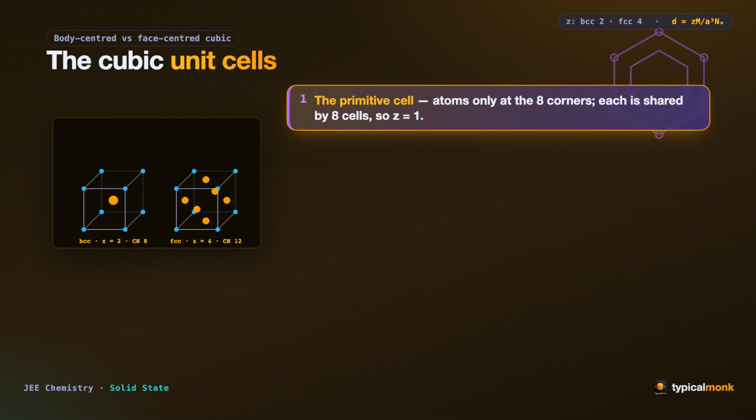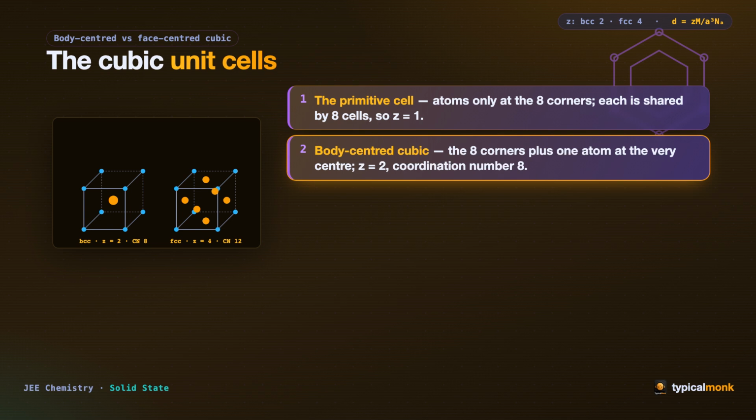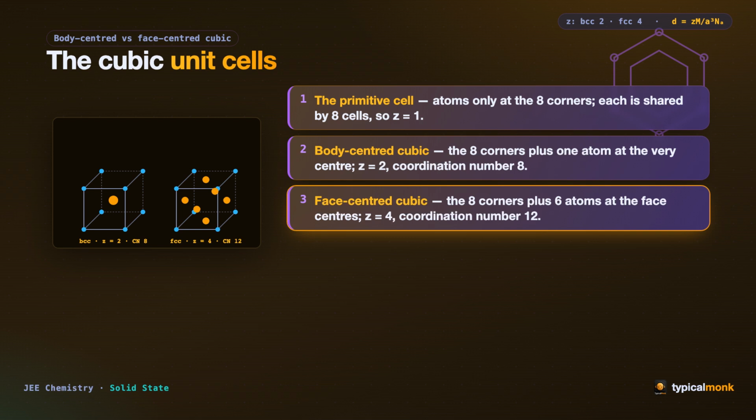The cubic unit cells, body-centered against face-centered. The primitive cell. Atoms sit only at the 8 corners, and each corner is shared among 8 neighboring cells, so it counts as one whole atom. Z equals 1. Body-centered cubic. The 8 corners plus 1 atom at the very center of the cube. Z equals 2, and the coordination number is 8. Face-centered cubic. The 8 corners plus 6 atoms at the centers of the 6 faces. Z equals 4, and the coordination number is 12.